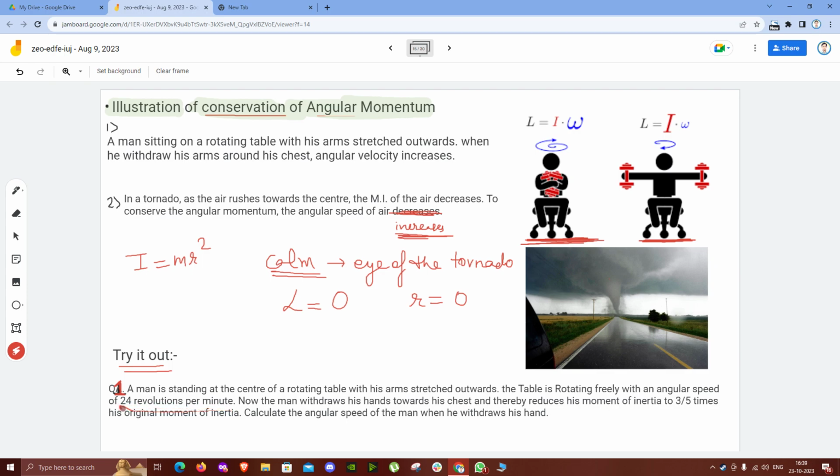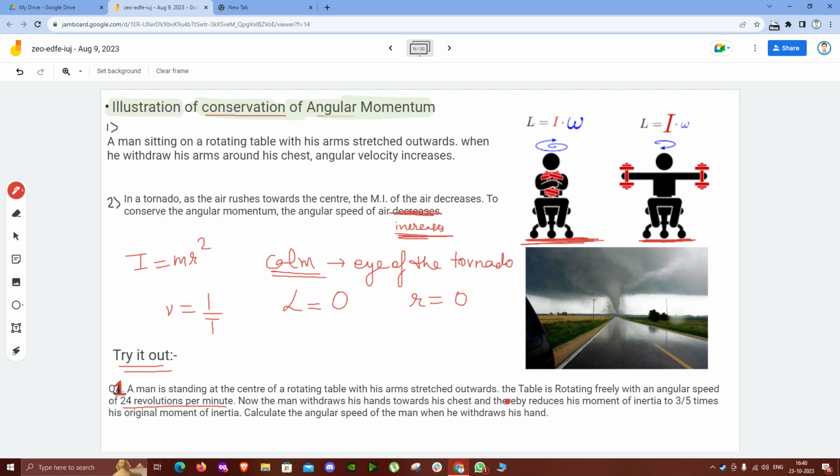See, they have given the revolutions per minute. That means they have given the frequency with which the rotation is going on. If you have the frequency, you can figure out the time. This time is the reciprocal of frequency. So I have given a hint there. You can use that. And they have given angular velocity as 24 revolutions per minute. You have to find the answer in per minute only.